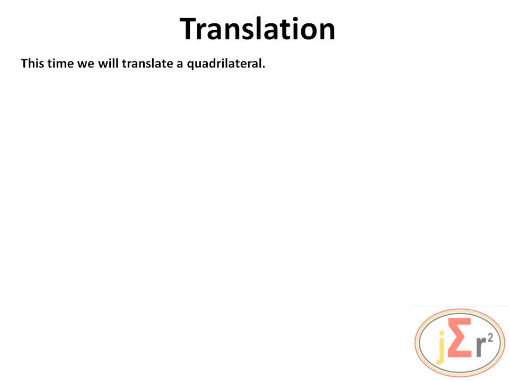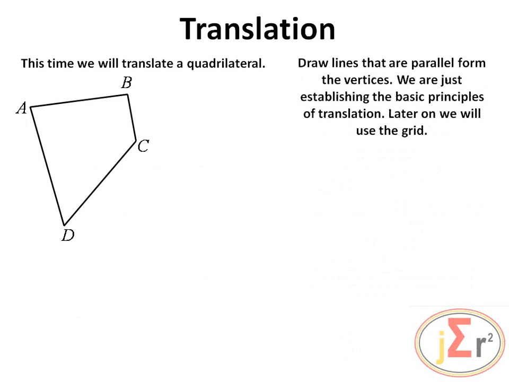And of course, we are going to translate a quadrilateral this time. And of course, we are going to take the same approach. Draw lines that are parallel from the vertices. We are just establishing the basic principles of translation. Later on, we will use the grid.